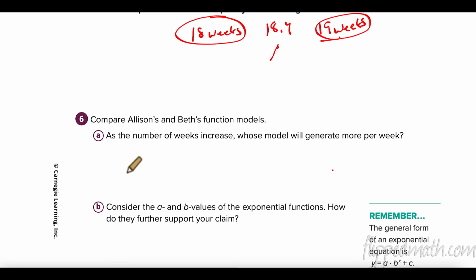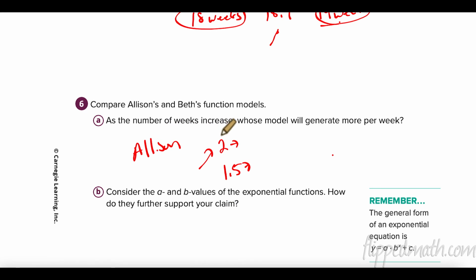All right, so that is Allison, I believe, correct? Yep. And I believe that's because her rate was 2 as opposed to the other rate, which was 1.5. This is going to help you generate more money faster, even if you started with a lower initial value. So considering the A and B values, how did that support your claim? All right, so again, the rate of 2 in the long run helped us get that up higher. Now initially, our A value for Beth was higher, 1 versus our A value here, right?